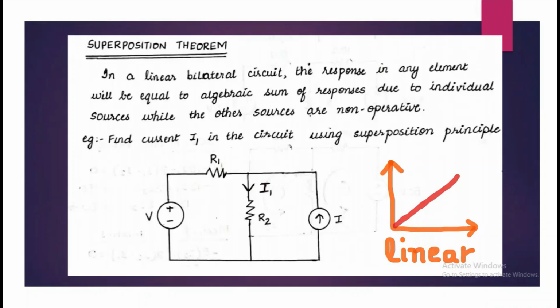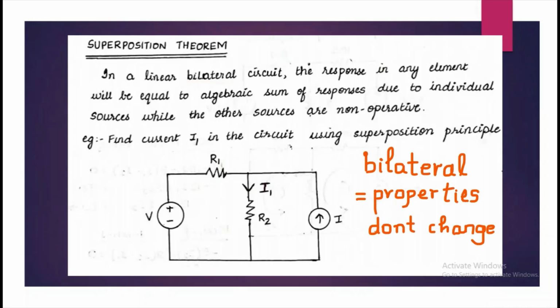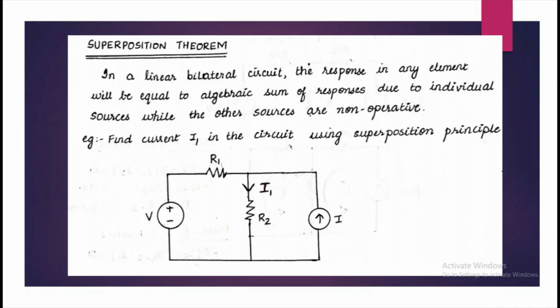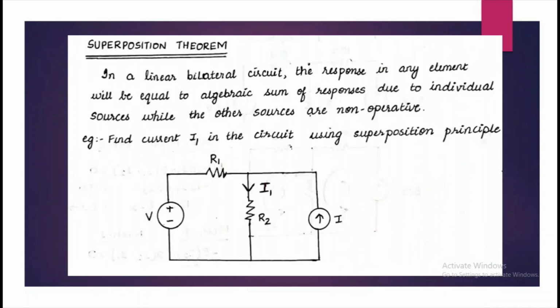The meaning of bilateral is that the main circuit properties do not change even if the voltage or current flows in either direction. So, superposition theorem states that if we have a linear and a bilateral circuit, the response in any element would be the sum of responses due to individual sources while the other sources are non-operative.